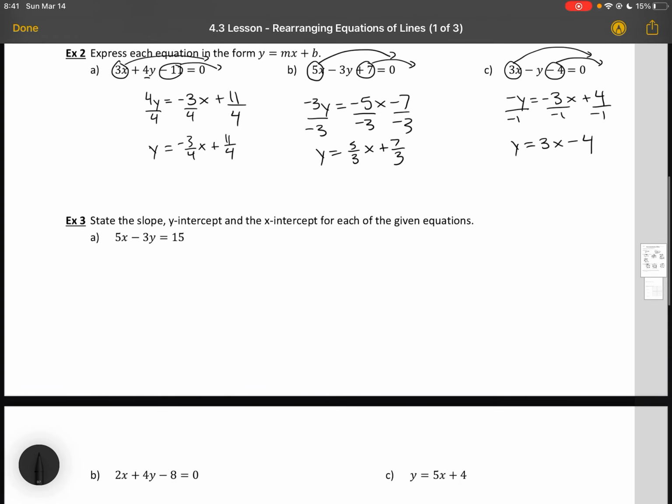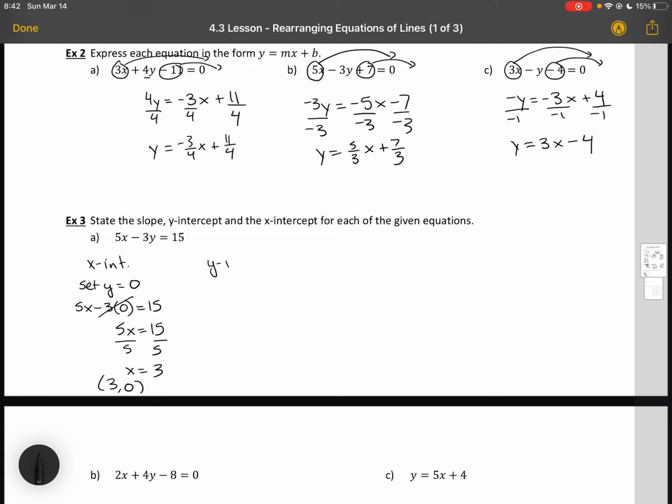Example 3 is asking us to state the slope, the y-intercept, and the x-intercept for each of the given equations. So let's do the x-intercept first. So to find the x-intercept, I want to set y equal to 0. So that means I have 5x minus 3 times 0 equals 15. I've just replaced the y in my equation with a 0. That eliminates that term. So what I'm left with is 5x equals 15. Now I can divide both sides by 5, leaving me with x equals 3. And my x-intercept, if I were to plot it on the graph, is 3, 0.